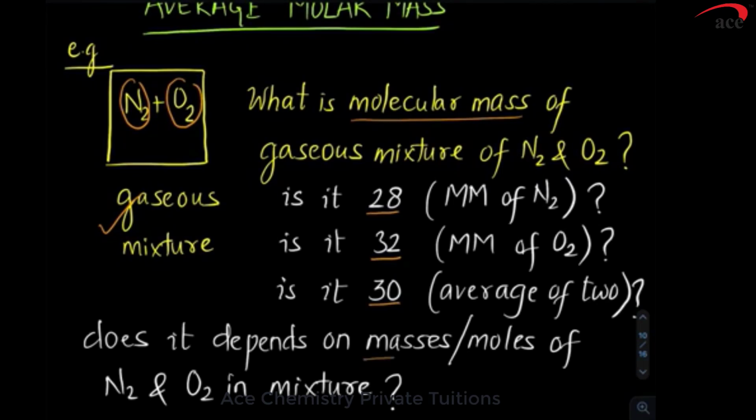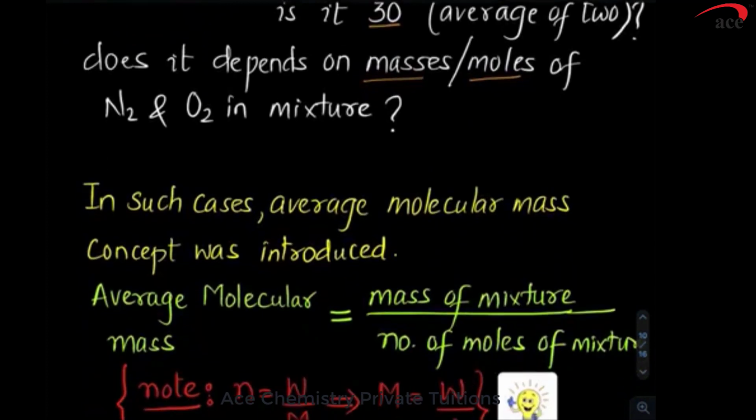What should be reported? Or does this average molecular mass depend on the masses or moles of nitrogen and oxygen taken in the mixture? So we have so many questions. First question, should I take the molecular mass as 32, that is oxygen's molecular mass, or nitrogen's, that is 28, or the algebraic average of the two, that is 30, or should it depend on the masses or the moles of nitrogen and oxygen? What should be done? That is the query that we have.